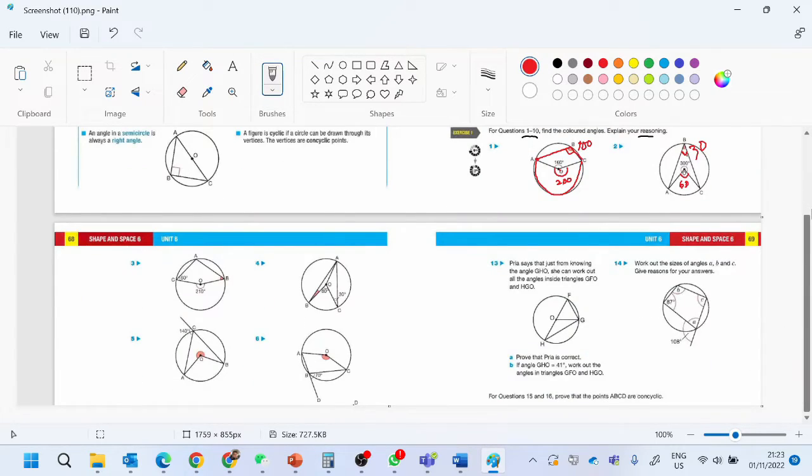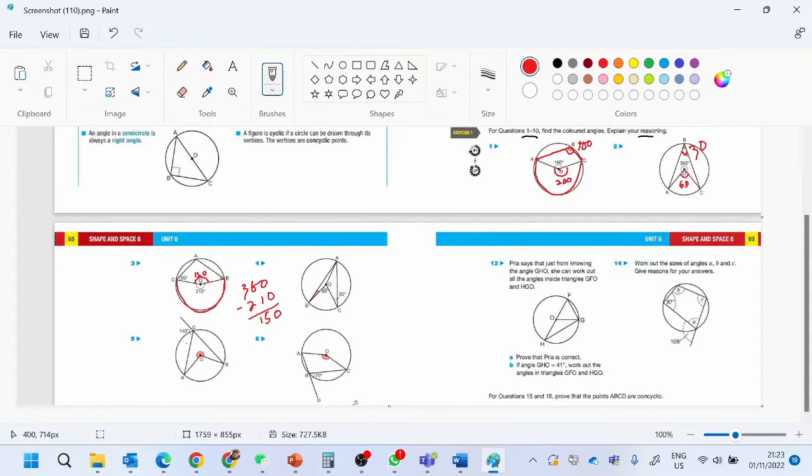We go to question number 3, and in question number 3 we can see here this angle is 210. So if this angle is 210, the angle here is a chord, and this chord is making an angle of 210 here. We should find this angle, so we should do 360 minus 210, and it should give us 150.